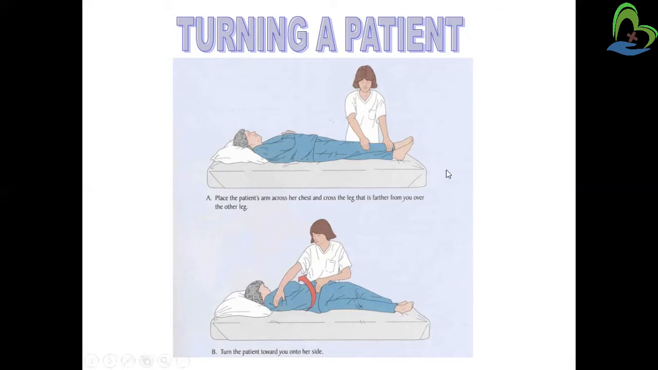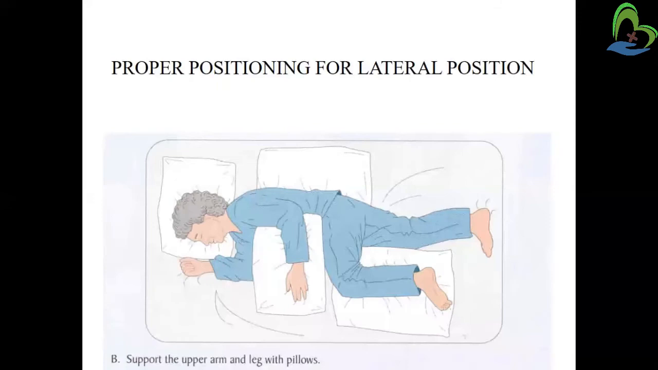So as shown in image A, an assistant or nurse can help by crossing the legs and arms of the patient across the chest. By that we can easily turn one side of the patient, and as shown in image B, we can support the back area of the patient and turn toward our side. This can make the turning of the patient easy.